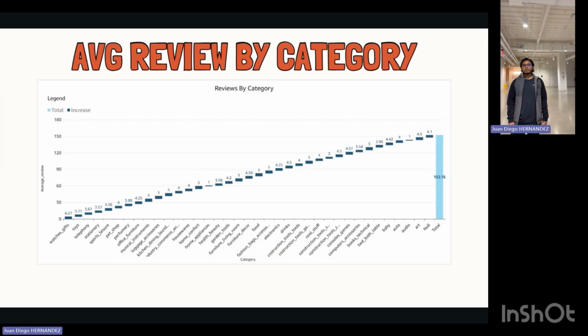And when it comes to review trends by product category, this chart shows us the average review scores of different product categories. Most categories maintain strong ratings with averages between 4 and 5 once again. Notably, higher review scores are observed in categories like construction tools, electronics, or musical instruments, suggesting strong customer satisfaction in these areas. Overall, the total review score stands at 4.1, reflecting consistent positive feedback across the platform.